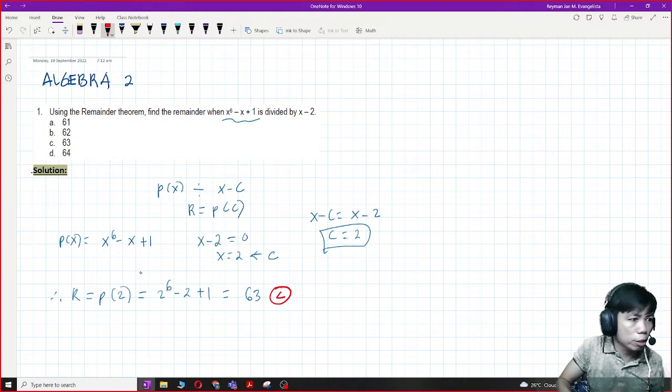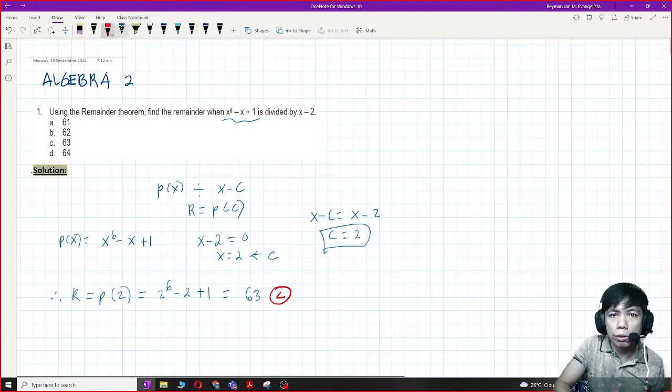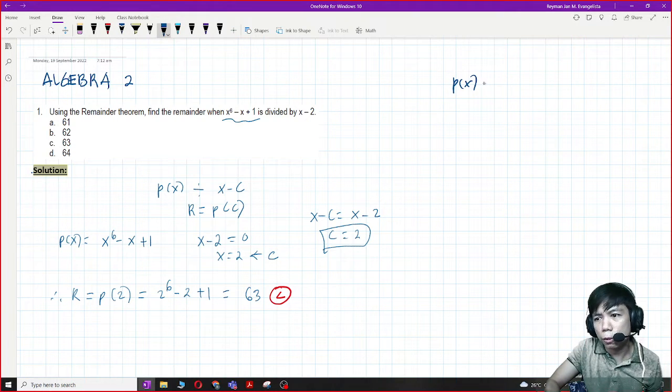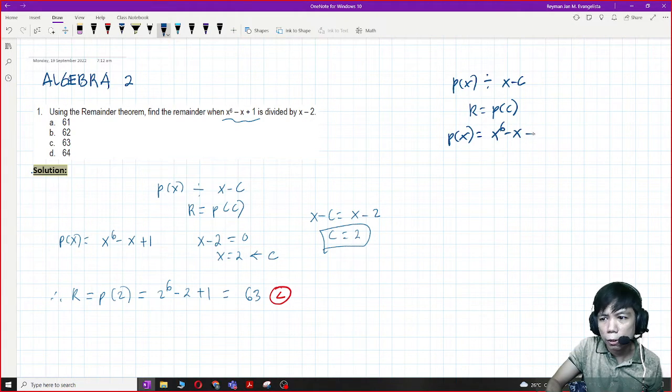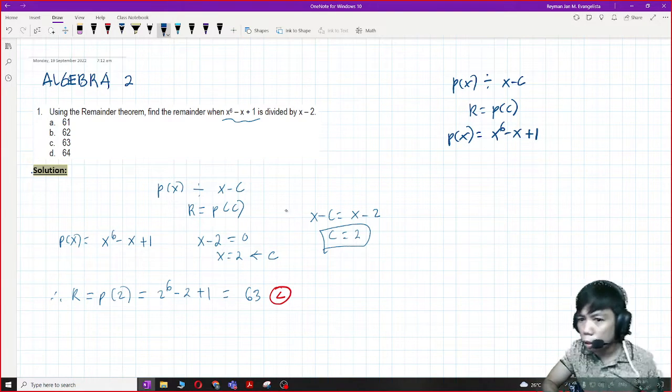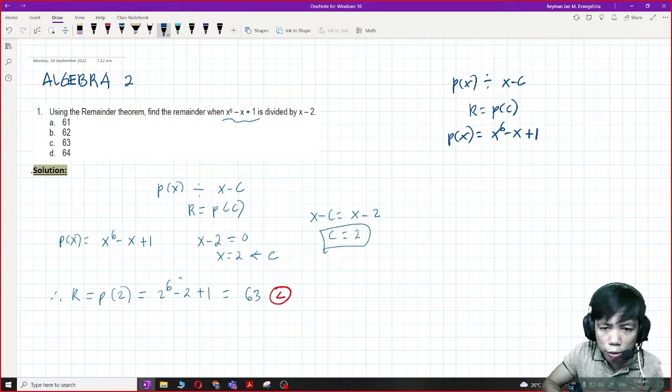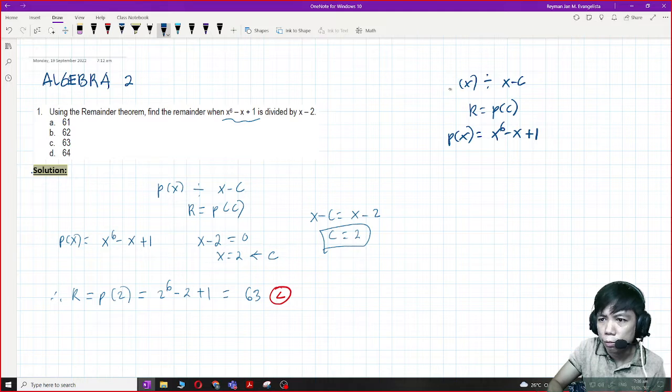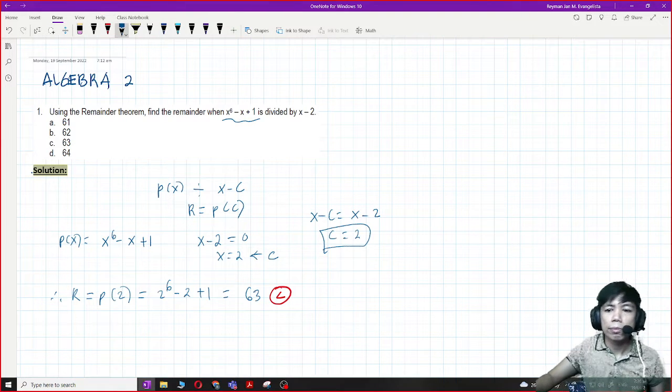Mahirap bang basahin guys? Mahada bang light yung sulat, or mas okay yun, yung dating kulay, dating pen? Ganito. P of x is divided by x minus c, remainder is p of c. P of x is x raised to 6 minus x plus 1. Okay lang naman ito guys, yung pencil type.